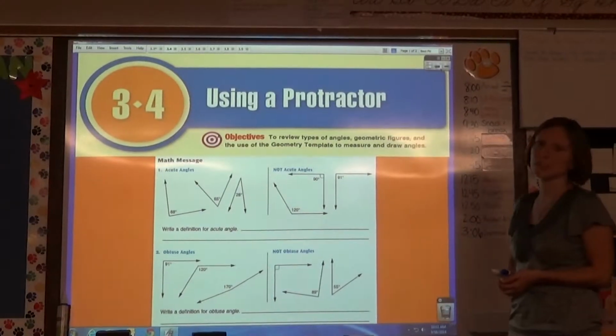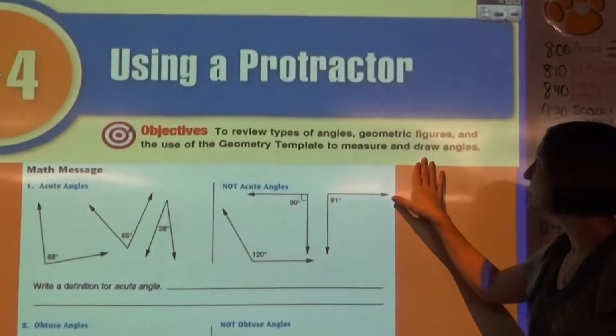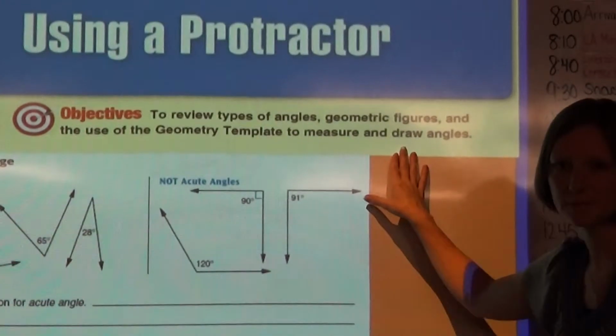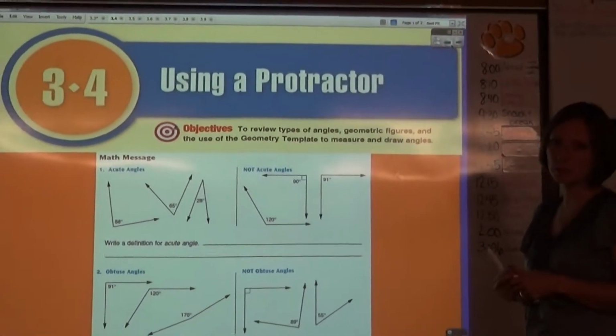Lesson 3-4 is using a protractor. The objective for this lesson is to review types of angles, geometric figures, and use the geometry template to measure and draw angles. During this lesson, you will need to understand the difference between acute and obtuse angles.